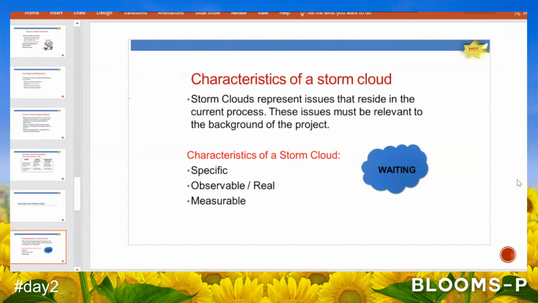So you are already having in your minds the CPOC, the flowchart, the deployment map, etc. Remember the characteristics of a storm cloud. It is specific, observable, and measurable. It's real. And take note that storm clouds are issues that reside in the current process. What did we say earlier? While you are making your flowchart, your CPOC and everything, the storm cloud will come in. You also need to take it into consideration because these issues must be relevant to the background of the project.